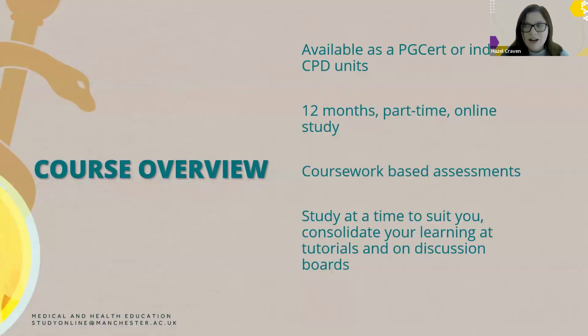I'm just going to give you a little bit of an overview of what medical and health education is. So it is a postgraduate certificate, so that is 60 credits of a postgraduate qualification. And there's also the opportunity to build that qualification through individual units. The postgraduate certificate itself is made up of 3 individual units that we will talk about in a little bit more detail in just a moment. It takes 12 months to study, and it's a part-time and online course, meaning that you will work through it at your own pace, working towards specific deadlines throughout the programme.